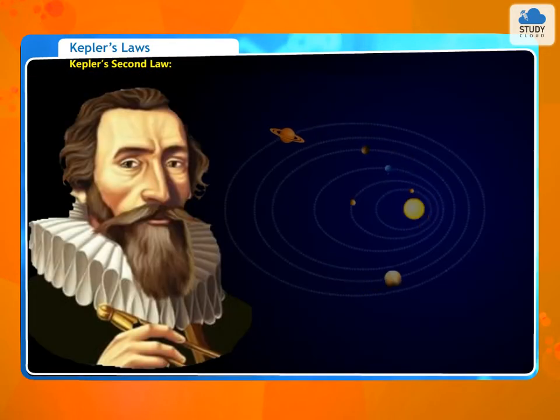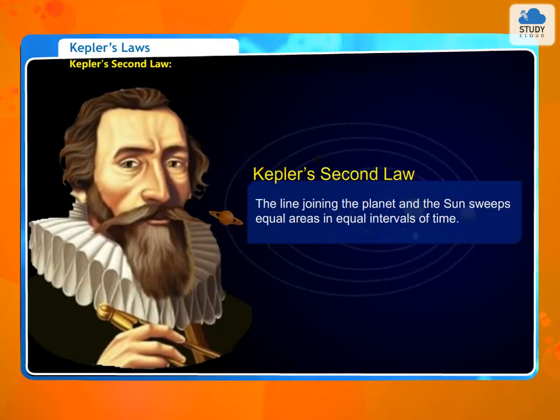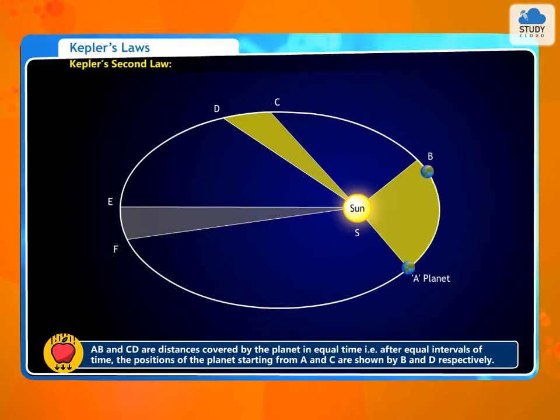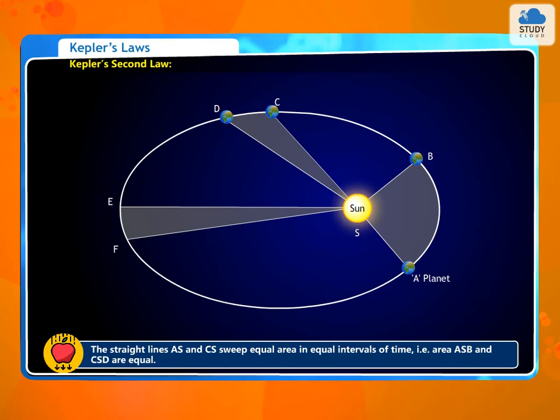Kepler's second law. The line joining the planet and the sun sweeps equal areas in equal intervals of time. AB and CD are distances covered by the planet in equal time, that is, after equal intervals of time. The positions of the planet starting from A and C are shown by B and D respectively. The straight lines AS and CS sweep equal area in equal intervals of time, that is, area ASB and CSD are equal.